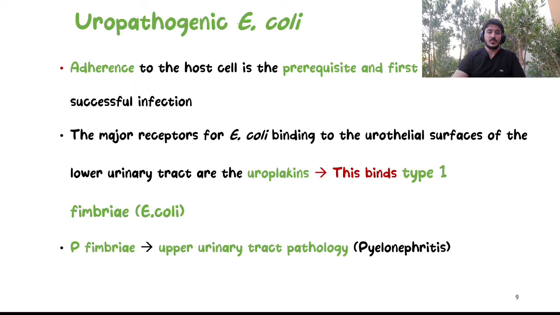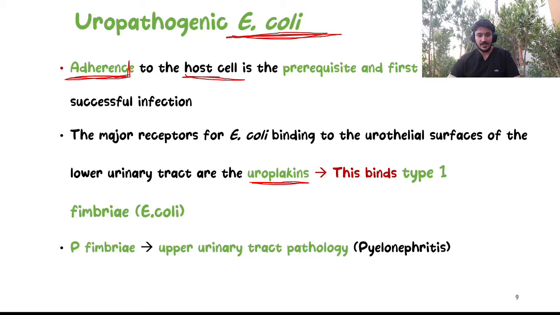Okay. So let's focus more on E. coli. What do we need to know about E. coli? We need to know that for E. coli to cause an infection, there has to be some adherence happening to the host cell or our body, and this adherence happens on the receptors that are called uroplakins. Uroplakins allow the E. coli's type 1 fimbriae to attach to them. So this type 1 fimbriae is attaching to uroplakins.